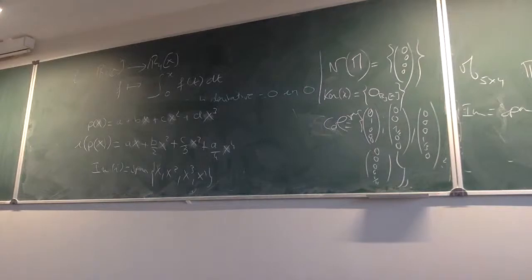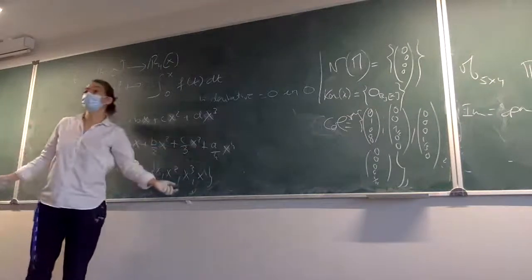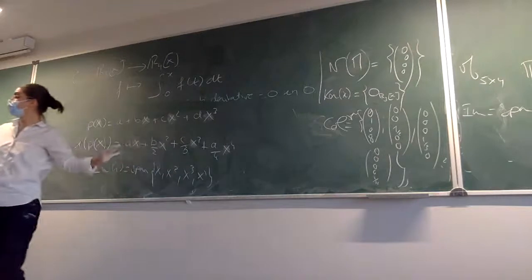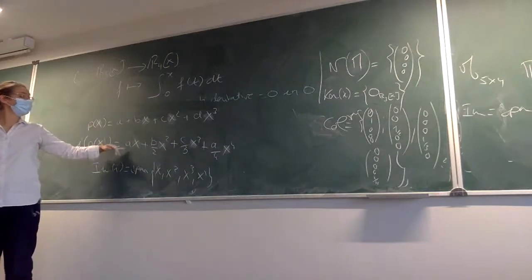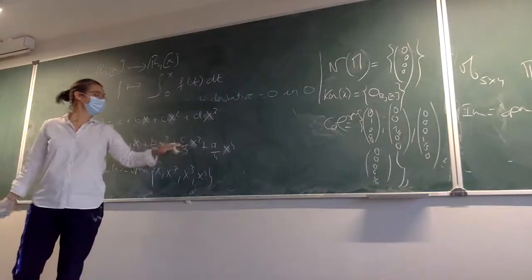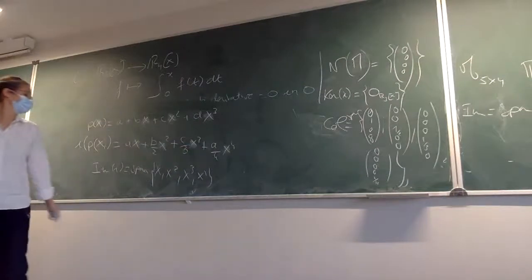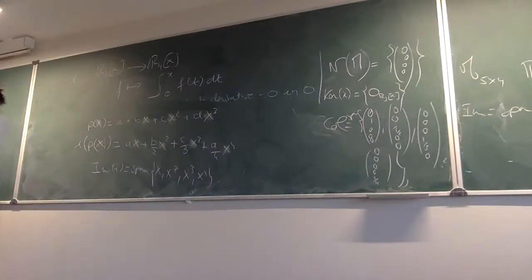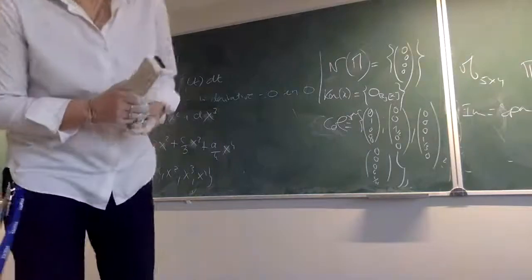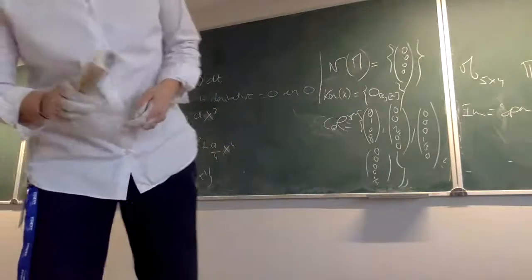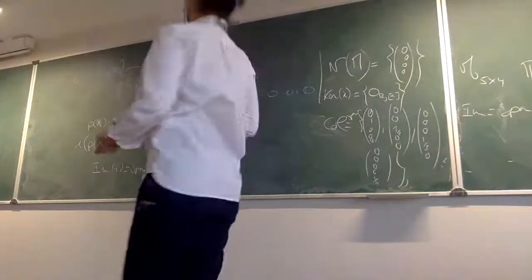And how do I get the kernel? Simply make this equal to 0, just like we did before. We get a equal to 0, b equal to 0, c equal to 0, and d equal to 0. So only the 0 element, the 0 polynomial. All right, so that was working on polynomials. Same thing, but now C0 and C1 functions.